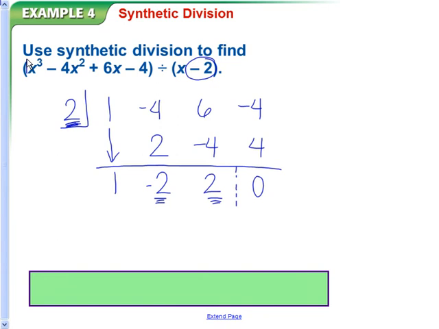The last step then is whatever exponent you started with, you have to end with 1 lower than that. So we start 1 lower, so x squared, minus 2, keep descending down, x, plus 2, and this number right here would be the remainder. But in this problem, we have no remainder.